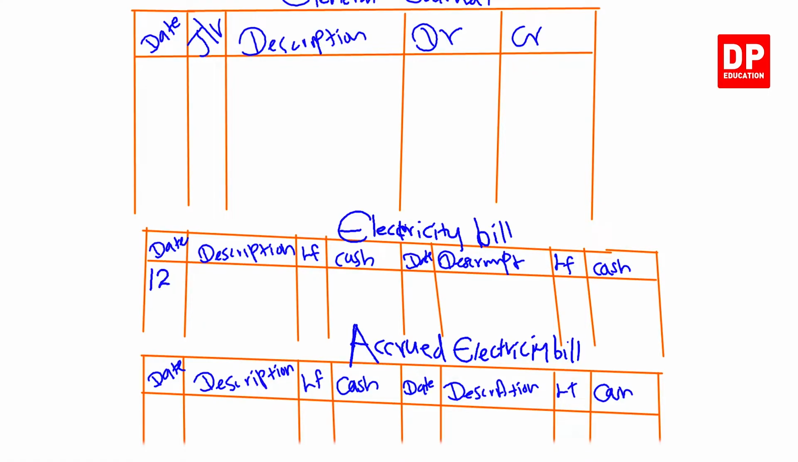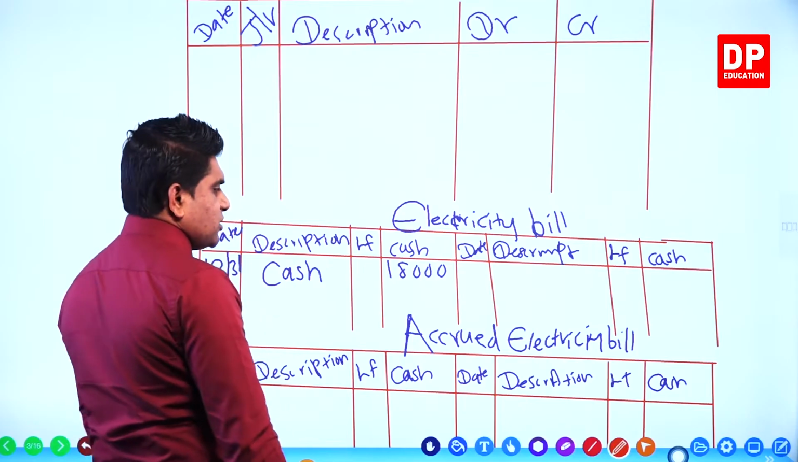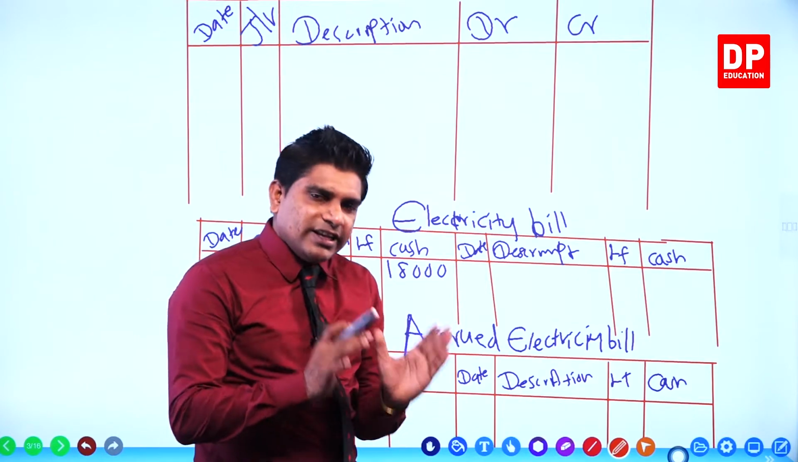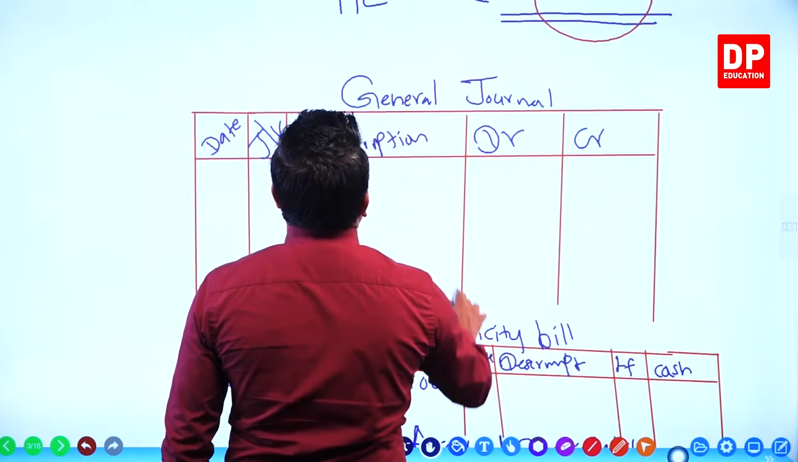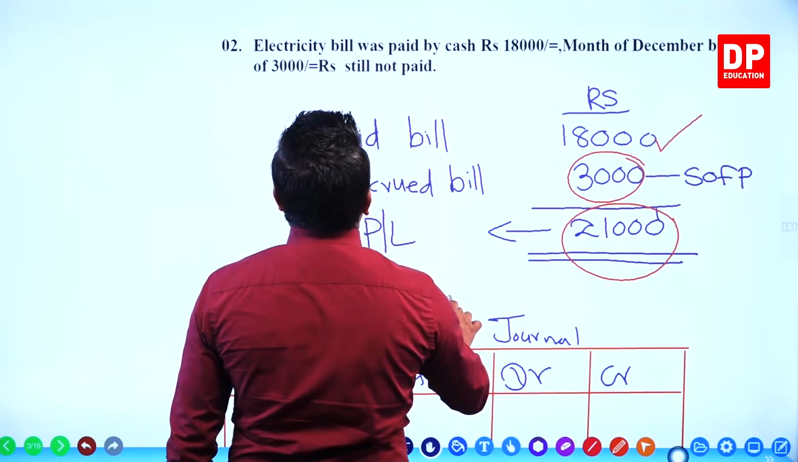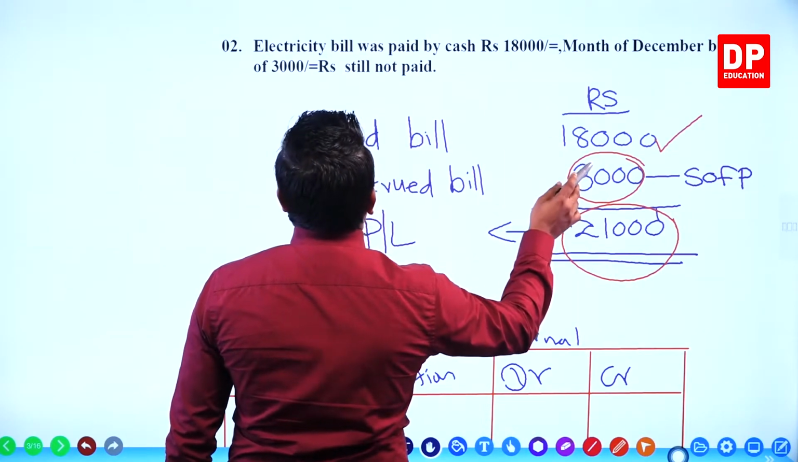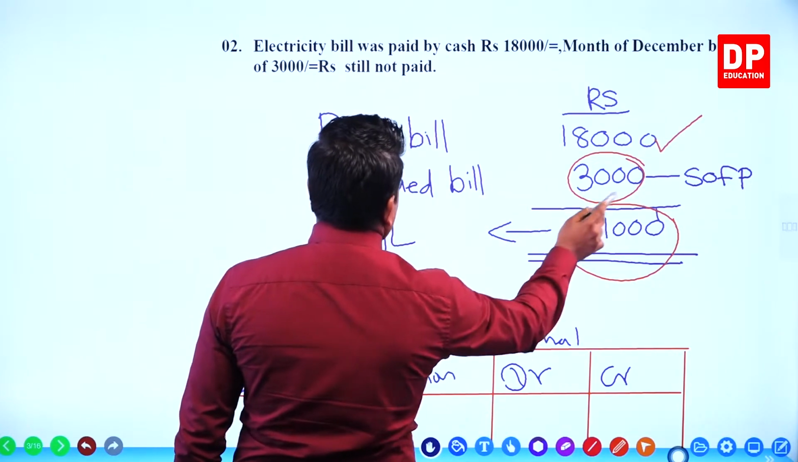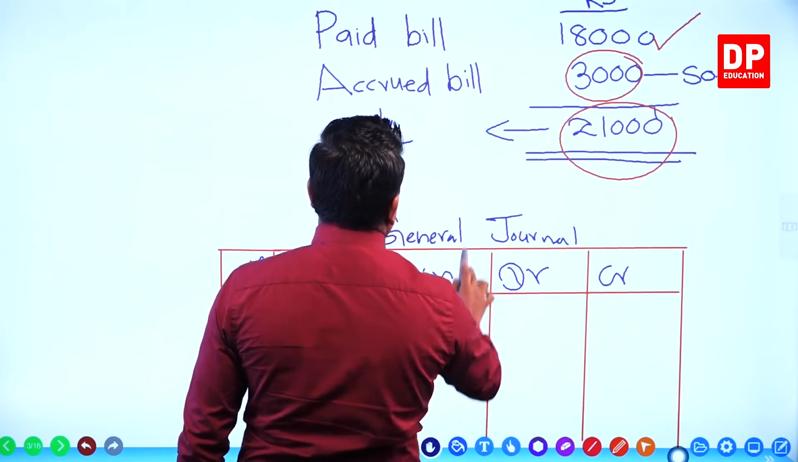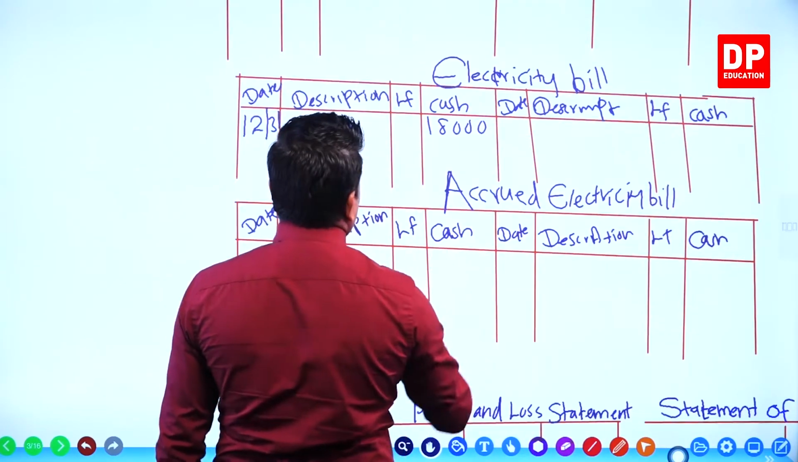We have done the previous transaction also. There we wrote it as cash. How much? 18,000. It is the amount they have paid, right? This is not the transaction. This is just the detail, right? Now, under the question, they have given the month of December bill 3,000 is to be paid. It means accrued bill is 3,000. It is the value to be recorded here.